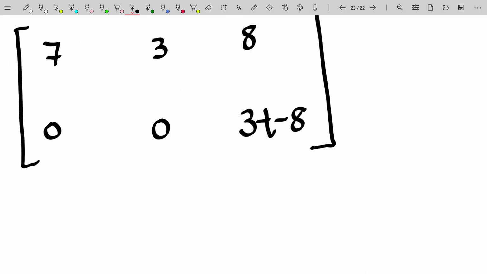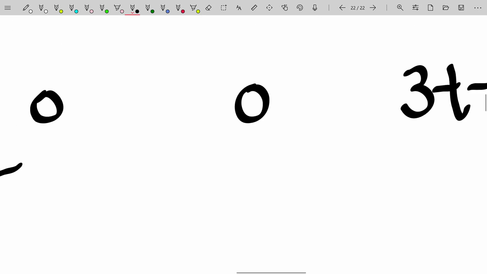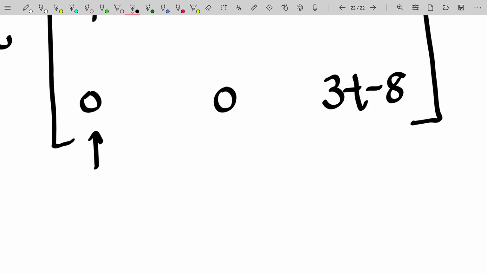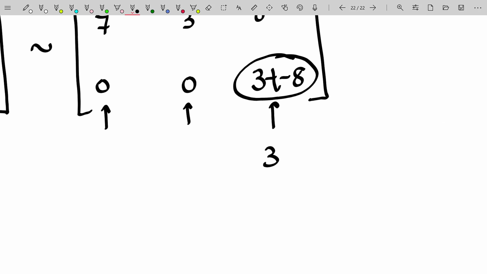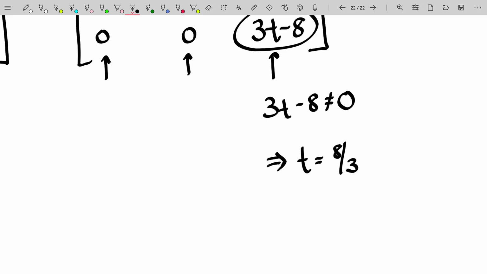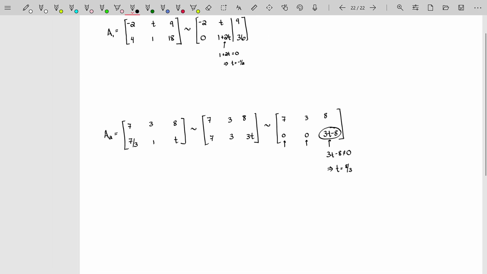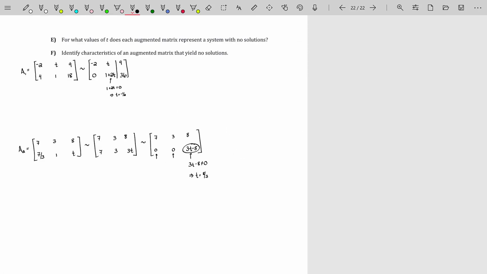Well, again, this one also jumps out at us because we have a row of zeros. That's like 0x sub 1 plus 0x sub 2 is equal to this number, which might actually not be 0. So I would love it if this number was non-zero, so we didn't have a solution. To get that to be non-zero, we just say, I want 3t minus 8 to not be 0, and that will imply that t is not 8/3. Those are the values of t that make both of those systems related to those augmented matrices unsolvable, or in other words, inconsistent.